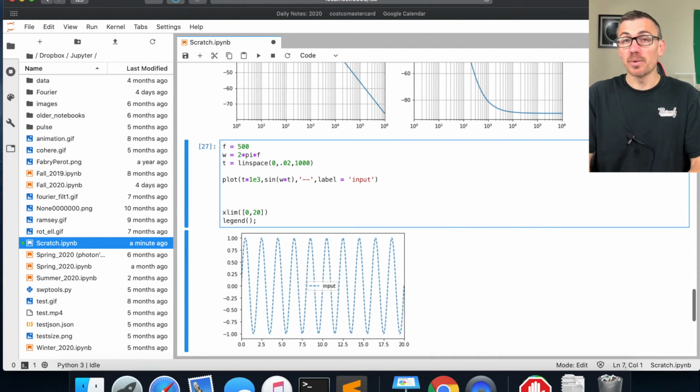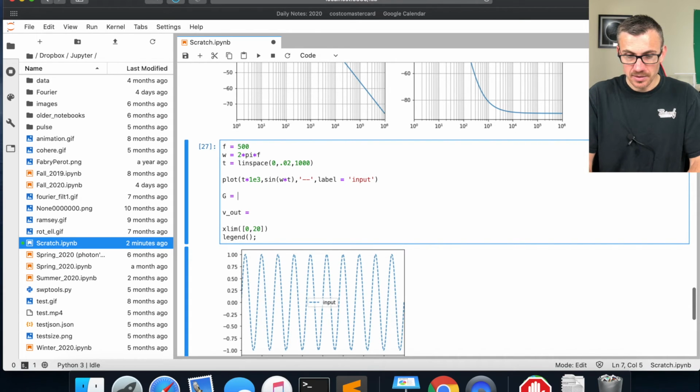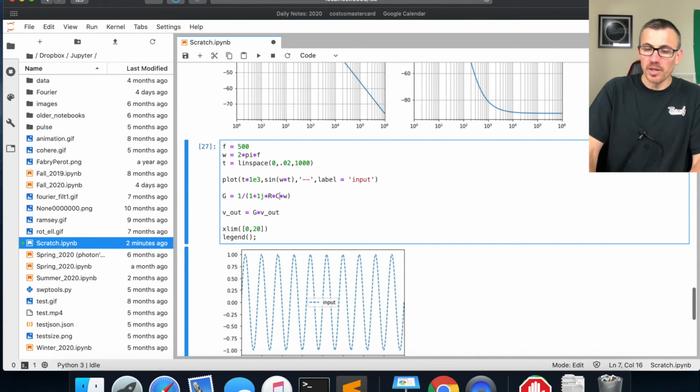Okay, so let's see what we get when we put in a sine wave. So my output sine wave, V out, is just going to be my gain times V in. So my gain is going to be, again, 1 divided by 1 plus 1j times R times C times W. And we want to go G times V in. But we got a slight problem here.